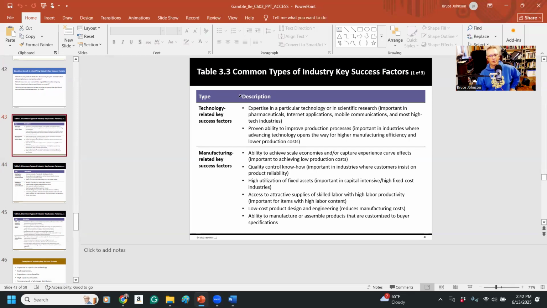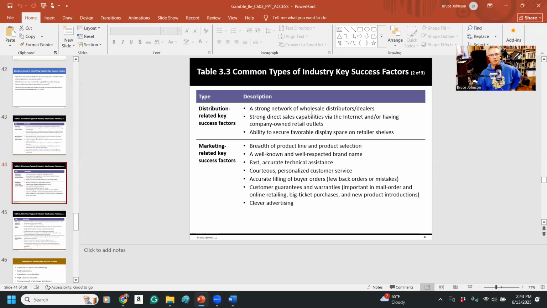So, a technologically related key success factor might be obtaining expertise in a particular technology or in scientific research, maybe the proven ability to improve production processes. Manufacturing related success factors, I would think that would fall into there, might be the ability to achieve economies of scale or economies of scope in your production that you couldn't do before this had happened.